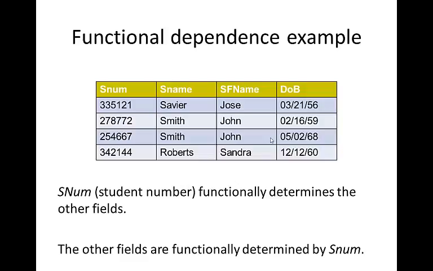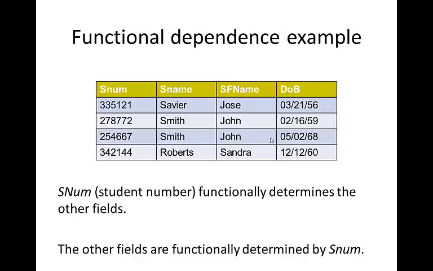So here's a student record table: student number, student first name, surname, and date of birth. In this case, SNUM, student number, functionally determines the other fields. If I know your KU number, I can go to the database and your KU number will uniquely point to a single first name, surname, and a single date of birth.